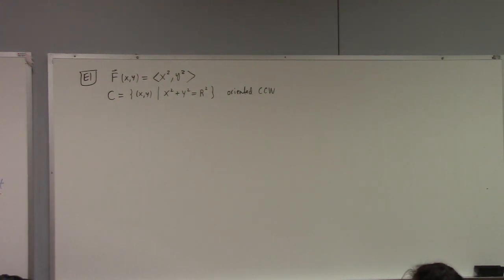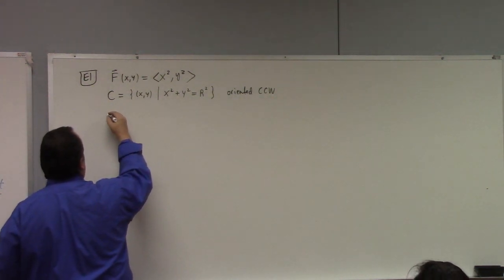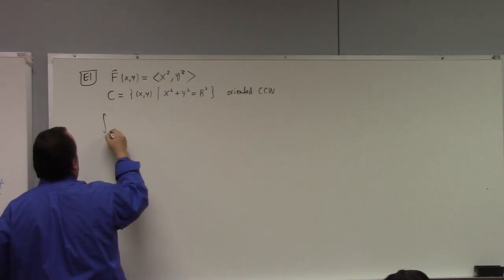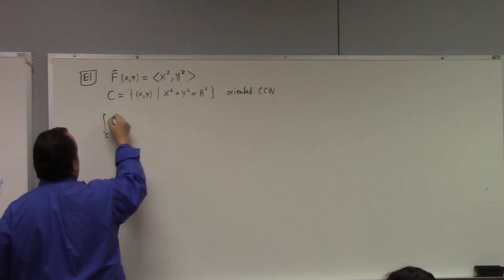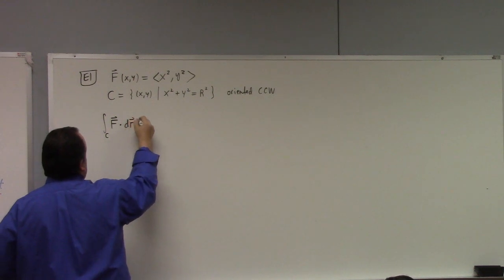So let's calculate the line integral of that vector field along the circle. Let's see what happens. All right, here we go. So wait a minute. How do I do that, though? What do I have to have in order to do this?